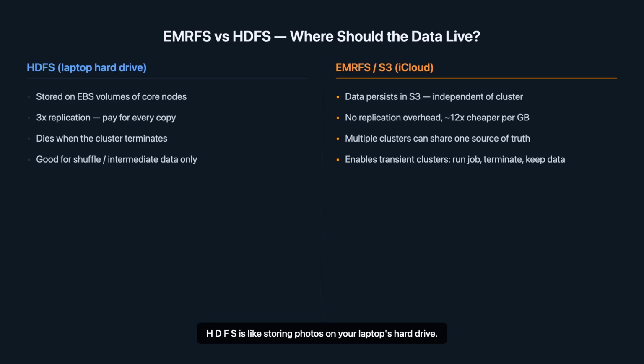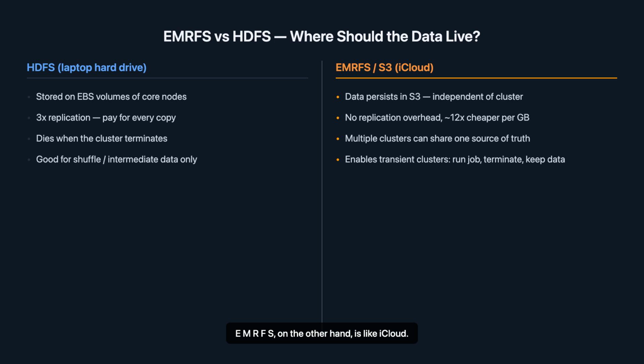Where should the data actually live? HDFS is like storing photos on your laptop's hard drive. It sits on the EBS volumes of your core nodes. It gets replicated 3 times, so you pay for every copy, and the moment you terminate the cluster, it's gone. Useful for shuffle and intermediate data, terrible as a system of record.